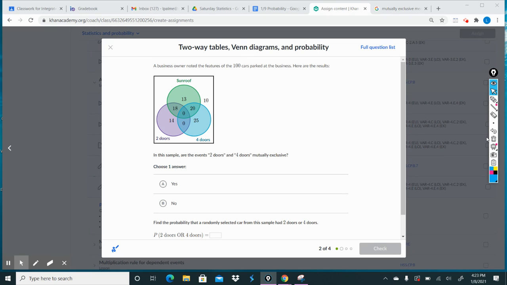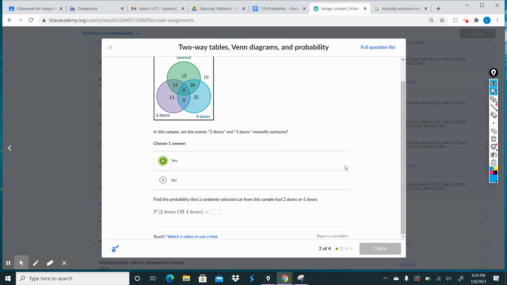In this sample, are the events two-door and four-door mutually exclusive? No, they are not because they do intertwine. However, there are none that work here. No, I didn't notice that they were both 0. So in this case, they may be mutually exclusive. Okay, we'll check that out in a little bit. Might be wrong, but I believe that I'm right because they don't intertwine each other. They intertwine with the sunroof, but not with each other, two-door and four-door.